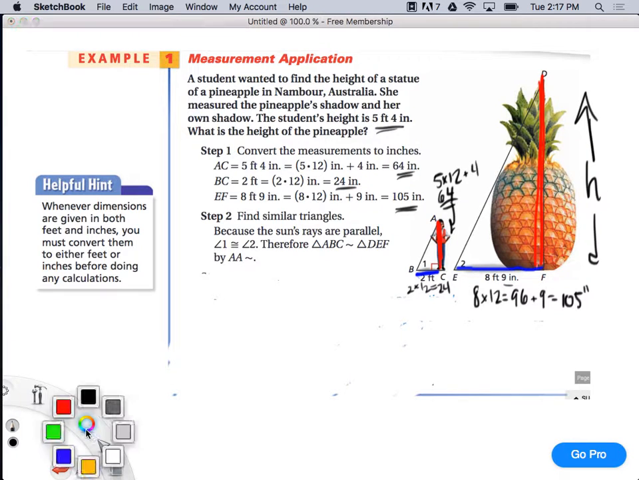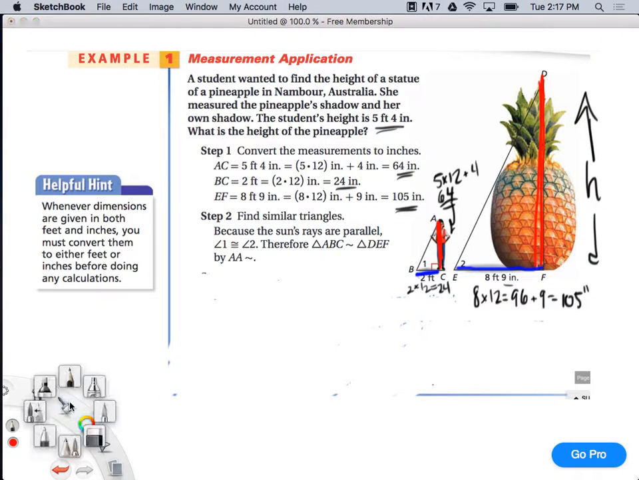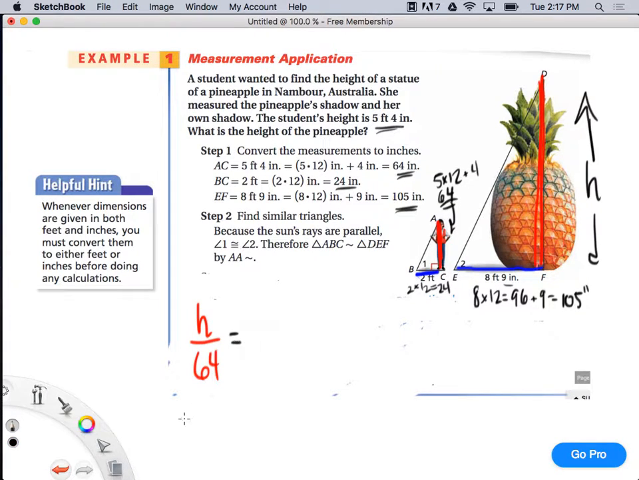So how do we do it? Well, we compare the red to the blue. So it's h over how many inches? How tall is the girl? 64, right? So it's red over red equals blue over blue. And the blue on the right is 105.